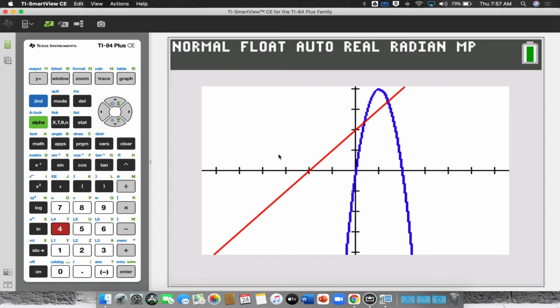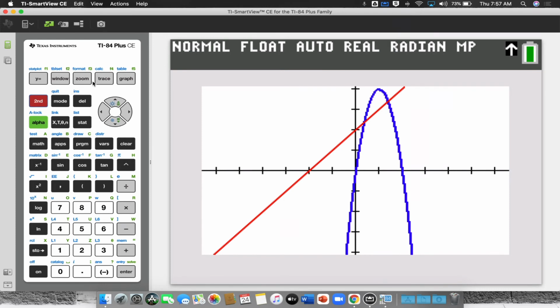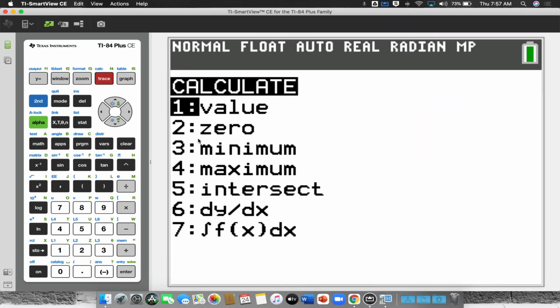Well, if you go to calculate, the button right above trace, here. If you go to calc, it gives you some options. Anytime you want to calculate anything from a graph, that's where you're going to go, calc. We use that function when we want to calculate something from the graph. Do we want to calculate a y value? Do we want to calculate a 0? Do we want to calculate a maximum, minimum, intersect, derivative, or area under the curve? Well, we're looking for intersect. We want to know where f of x and g of x cross. So that's the one we want, number 5.